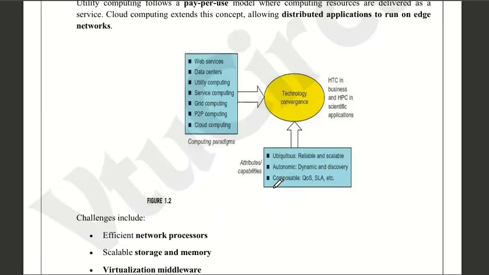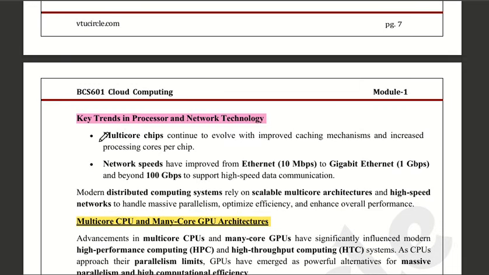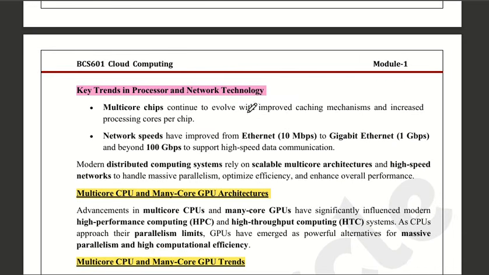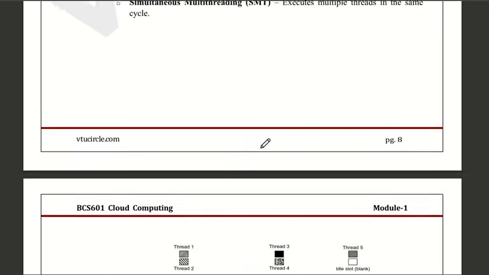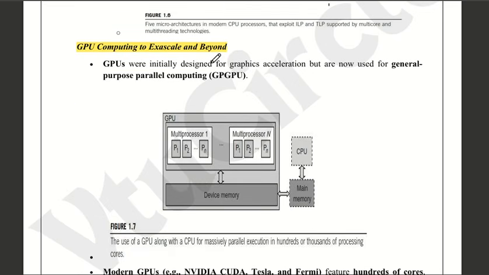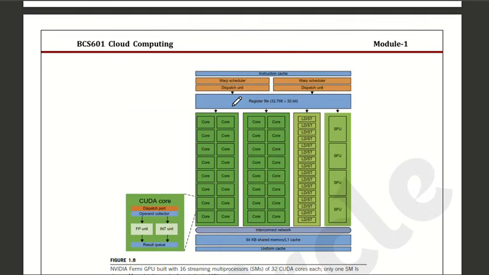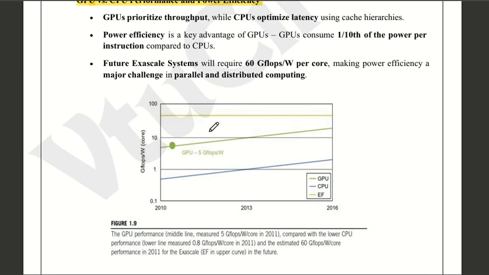Okay, the next topic is the key trends in process and network technology. It is also highlighted, but these questions are not asked. But you need to know about these parameters, so that if they ask, you will be able to write it in your exam.